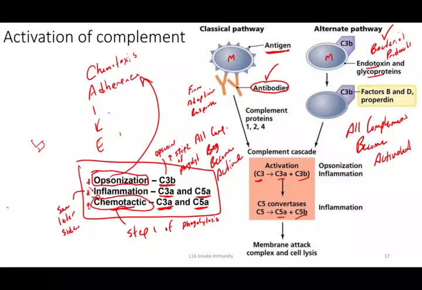Chemotactic factors, C3a and C5a, are important because they enhance phagocytosis through increased chemotaxis to that area, so more recruitment of immune cells to that area. And while we don't have a complete picture of inflammation yet, you kind of have to take my word for it that stimulating inflammation can be beneficial, and we'll see that. So those are some of the functions.